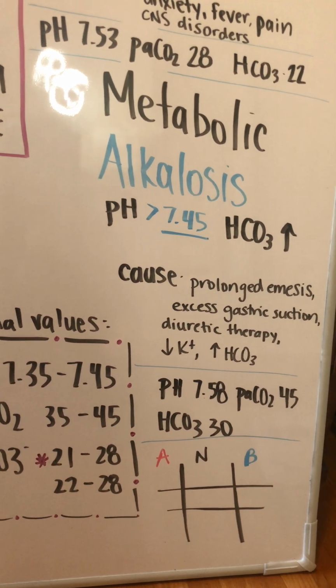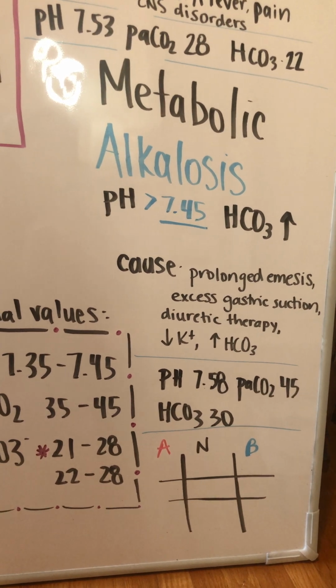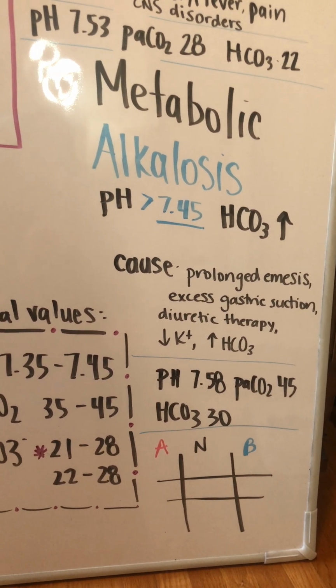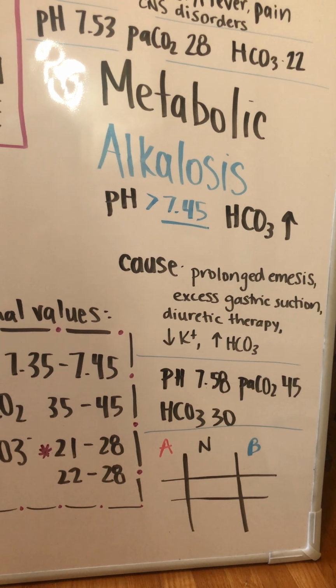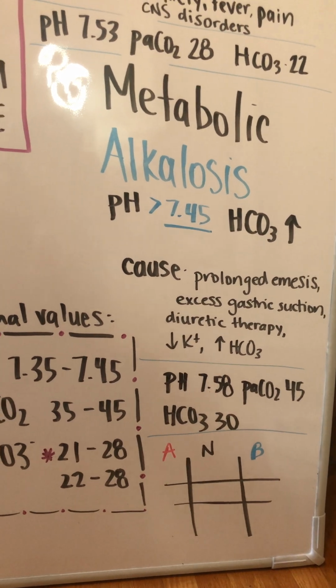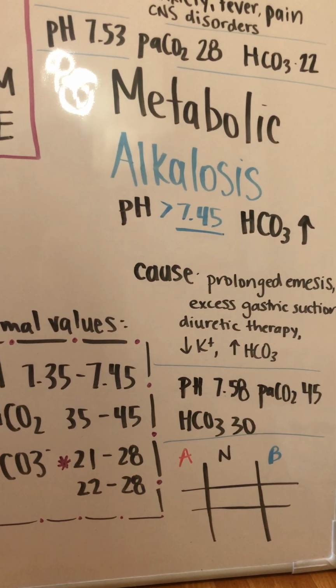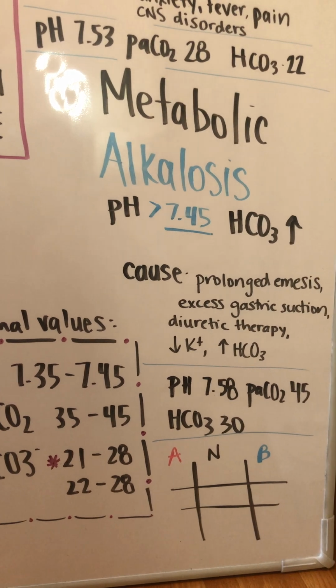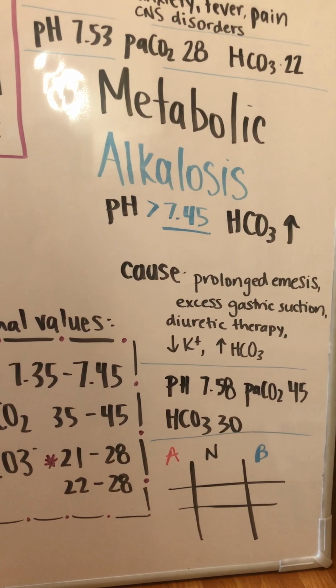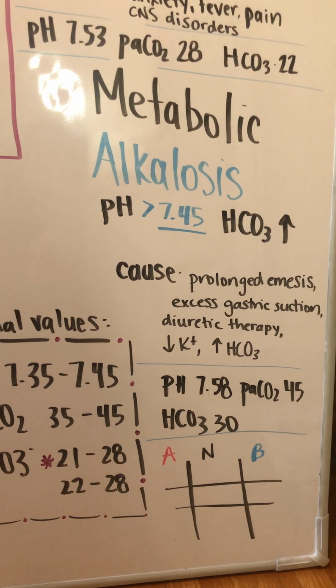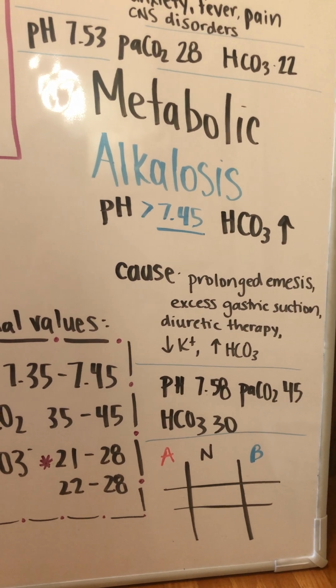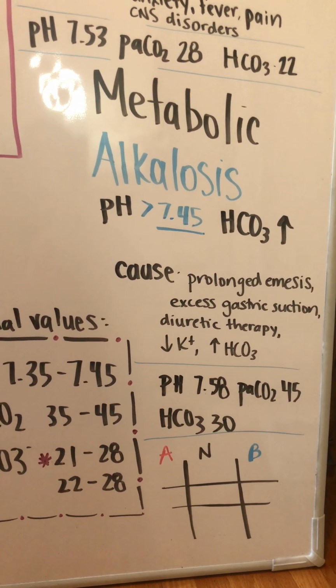Okay? So we can see here our pH is 7.58, which is greater than 7.45. So we know that means it's more basic. So that's going to be an alkalosis. Here you can see that our PaCO2 is 45. So it's still within the normal range, although we're getting to a point where it might be moving towards compensating.